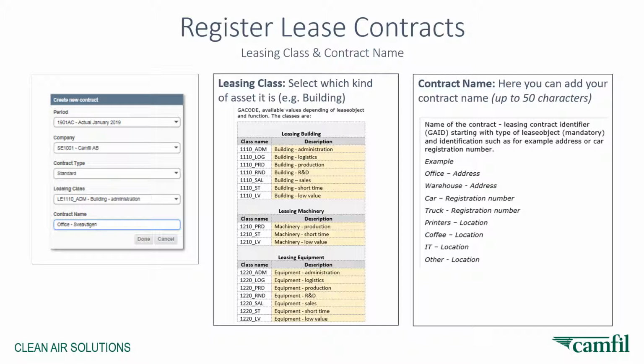Leasing class requires you to select the type of asset and the section of the income statement where the lease fee has been reported. If you take a close look at our example, you'll probably notice that the leasing classes are specific to your organization. Contract name is a specific identifier for each contract. Contract names can be anywhere from 0 to 50 characters. When completing the contract name details, it is mandatory to begin with the type of lease object, for example, car or office, and add an identifier such as the registration number or address. Once all of this information is complete, then you can click Done.